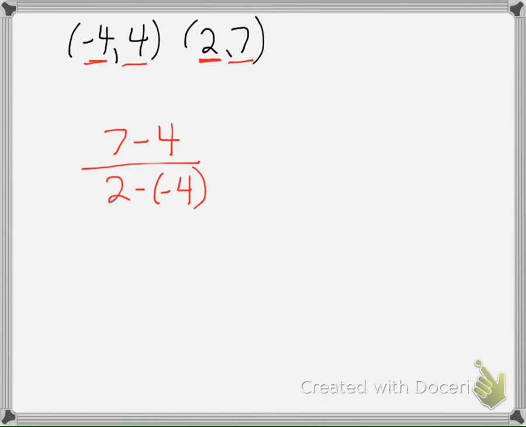So I get 7 minus 4 over 2 minus negative 4. 7 minus 4 is 3. 2 minus negative 4 is the same thing as 2 plus positive 4, which gives me 6. And 3 over 6 can simplify down to 1/2. So this equation has a slope of 1/2. I'm halfway to writing my equation now. I know it looks like y equals 1/2 x. Now, I just don't know what I'm adding.